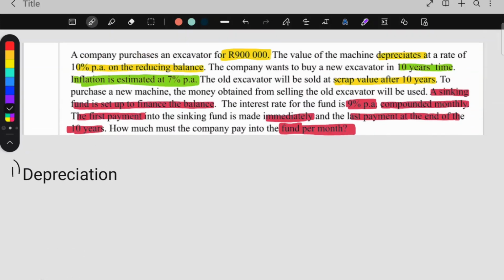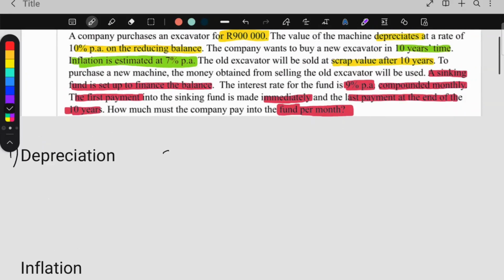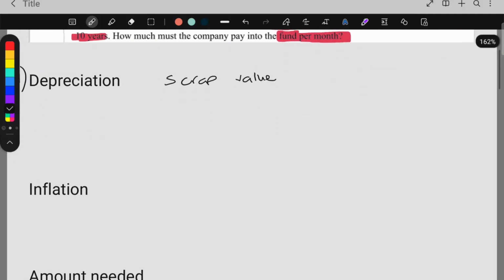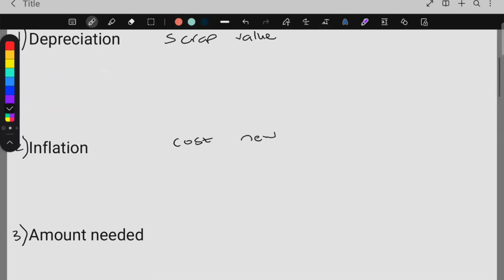So step number one is we're going to work out depreciation. So this is also called the scrap value. We're going to work out the scrap value after 10 years. Okay, then we're going to work out inflation. So this is also after 10 years because this is the cost of a new machine in 10 years. Then we're going to work out the amount we need to save. You do this by saying the answer in step number 2 minus the answer in step number 1.